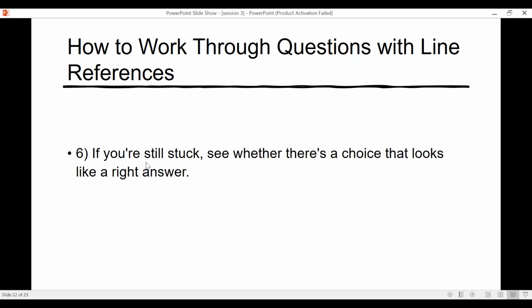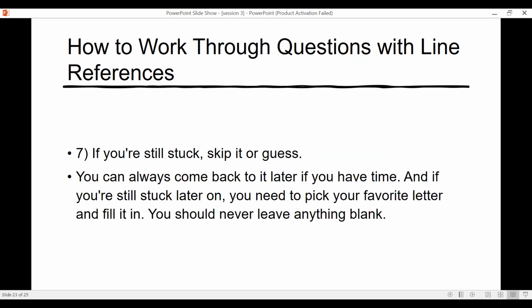What if you are still stuck? See whether there is a choice that looks like a right answer by eliminating the very obvious wrong answers. If you are still stuck, skip it or guess.